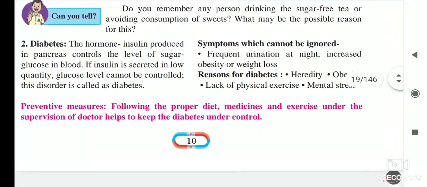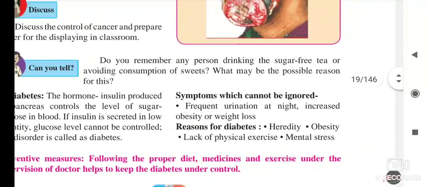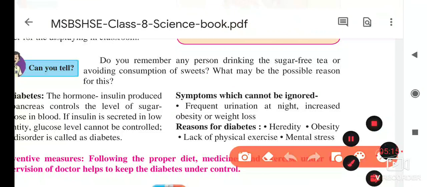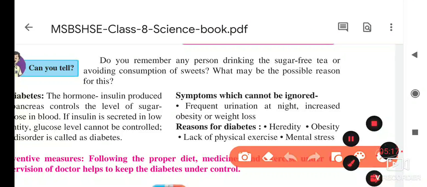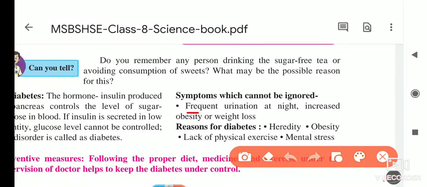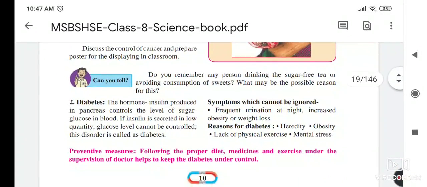So diabetes. What are the symptoms of diabetes? It is given here only, the symptoms which cannot be ignored, and those symptoms are frequent urination at night, increased obesity or weight loss. These are the symptoms of diabetes.